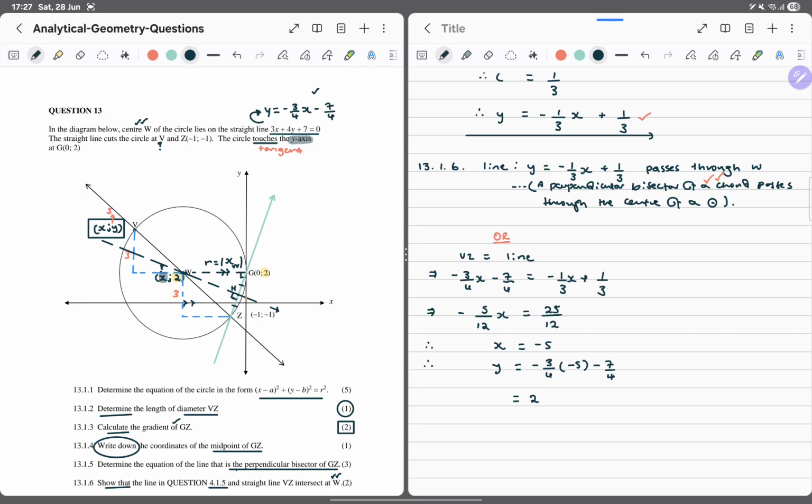Therefore we can see that W with minus 5, 2 is the point of intersection of VZ and the line. Nice. We are done. Of course, as you can see, this is a bigger show, and nobody said don't do it.